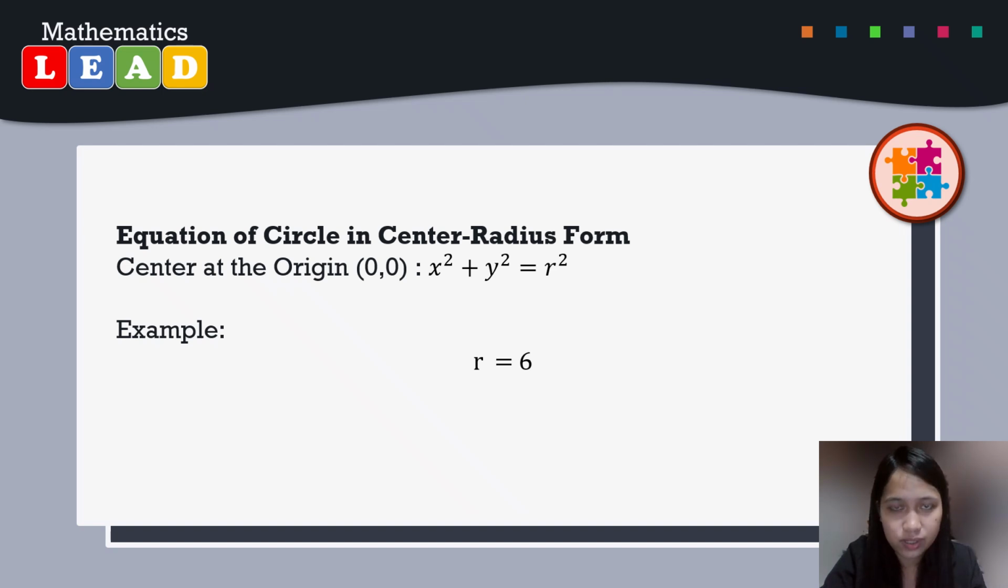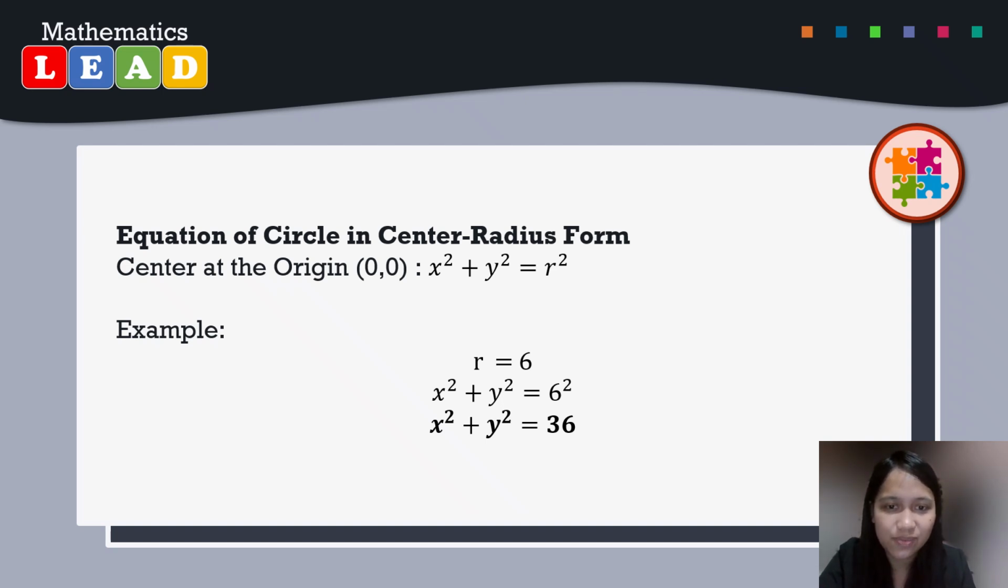What if the radius is given? That is the time that you will substitute it to the equation to find its center-radius form. For instance, the given is r equals 6. Substitute it to the equation, then what do you think would be the equation or the answer? Nice answer! It would be x squared plus y squared equals 6 squared. Now simplify 6 squared, then the answer will be... awesome! The answer is 36, thus the equation will be x squared plus y squared equals 36.